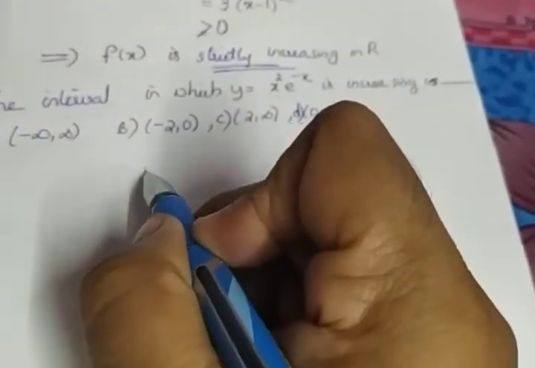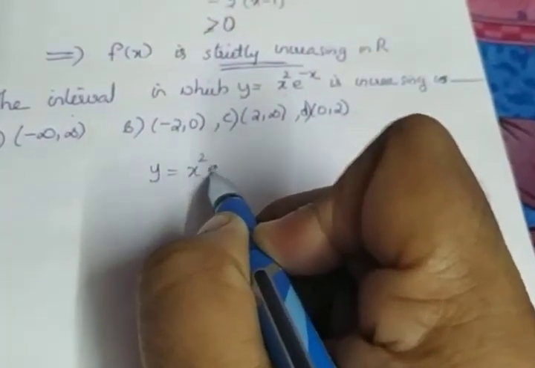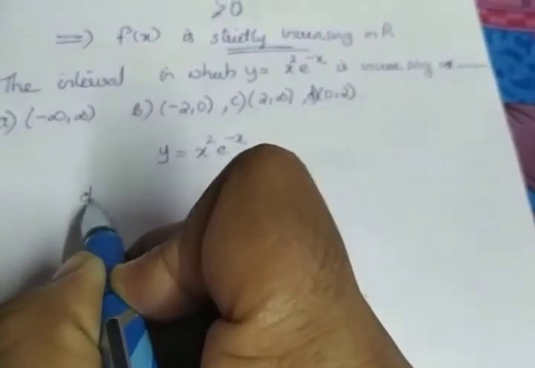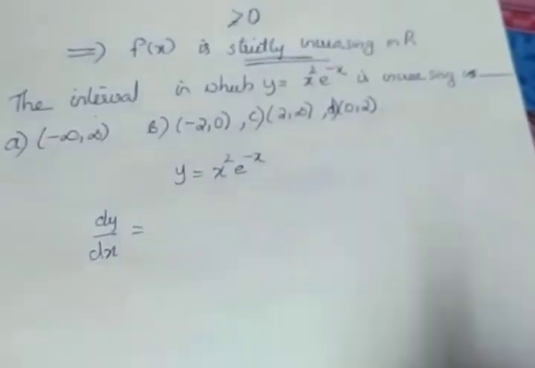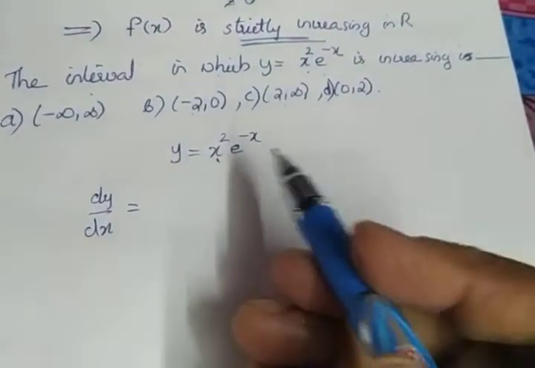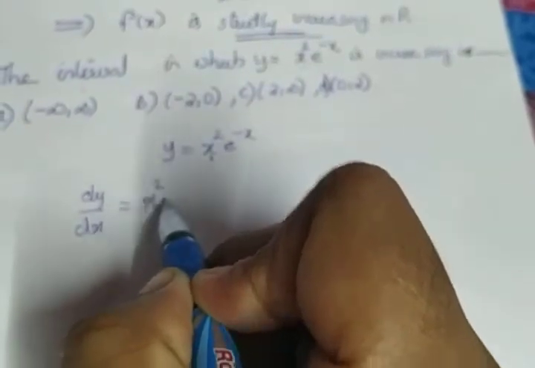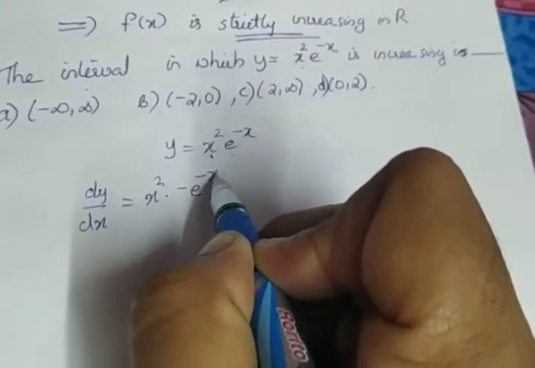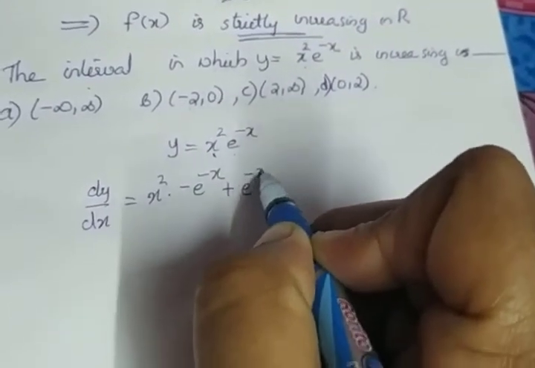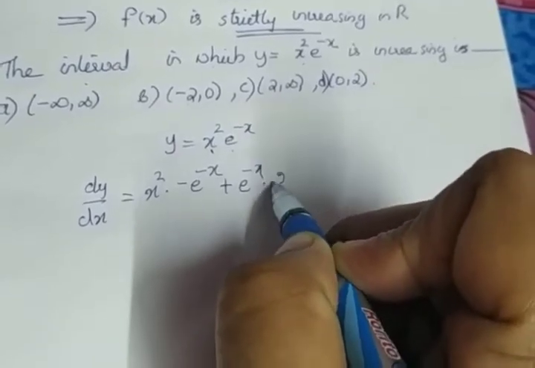So as usual, we will take y. Y is equal to x square into e raised to minus x. Take the derivative. dy by dx equal to what we have to do? We have to apply product rule. Two functions are there. So first function x square into derivative of the second is minus e raised to minus x. Plus second function e raised to minus x into derivative of the first is 2x.